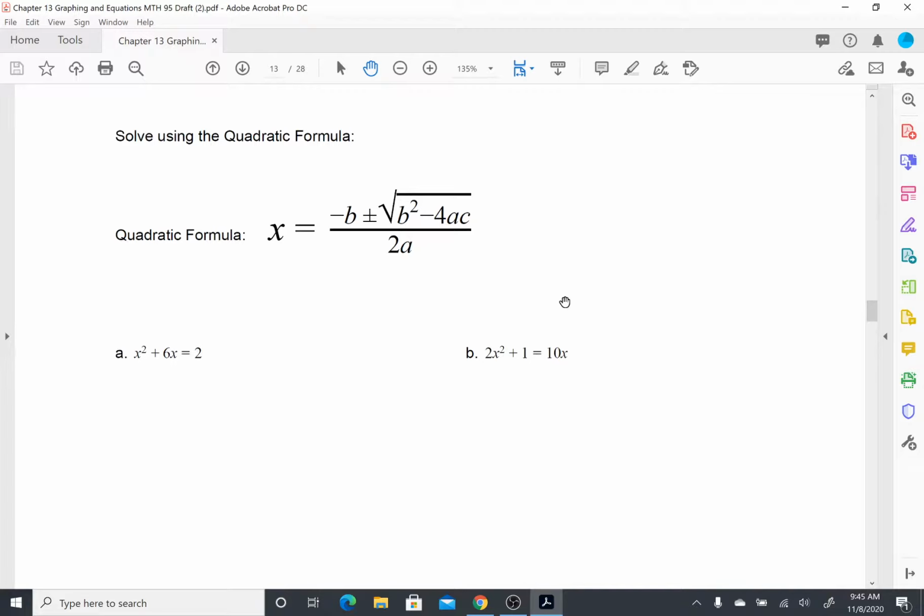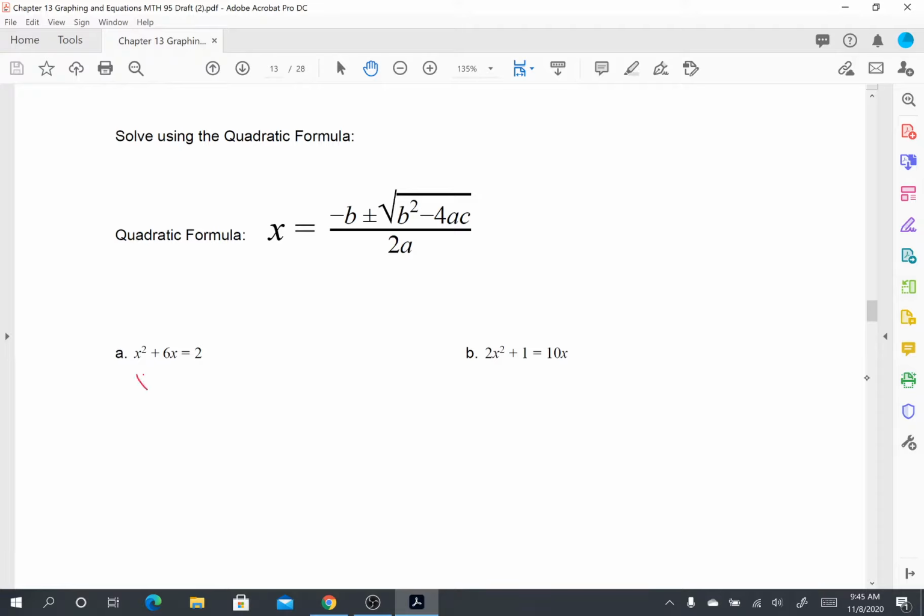Part 3. We're going to now review using the quadratic formula. So when you're given an equation, first you want to set it into standard form. So let's take this and bring that 2 onto the other side. And then you want to look at your a, b, and c terms. Standard form is ax squared plus bx plus c.